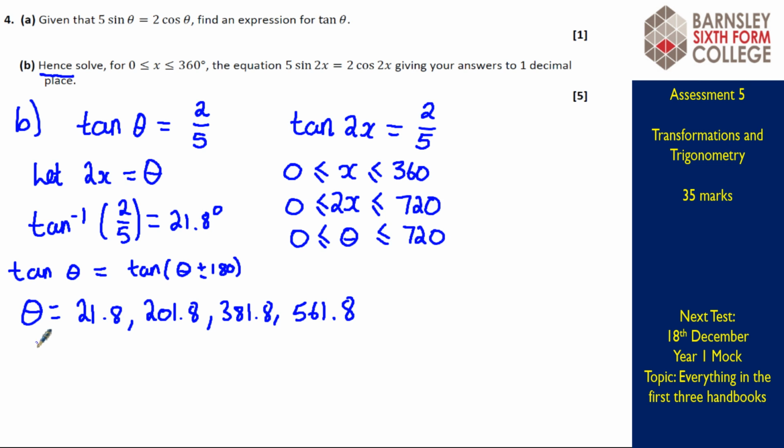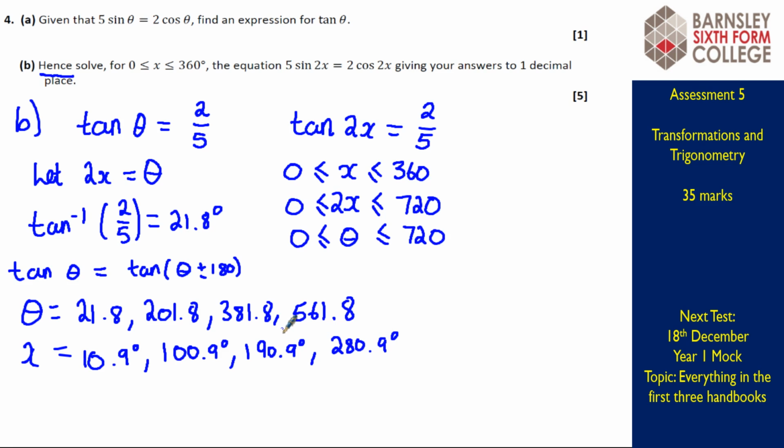Okay. So there are your values for theta, or there are your values for 2x. So if you found inverse tan of 2 over 5, you could find all these solutions. But they're the solutions to tan 2x. We just want to find it for x. So we just need to half all of these values. If 2x equals theta, then x is just simply theta over 2. So we get 10.9 degrees, 100.9 degrees, 190.9 degrees, and 280.9 degrees.